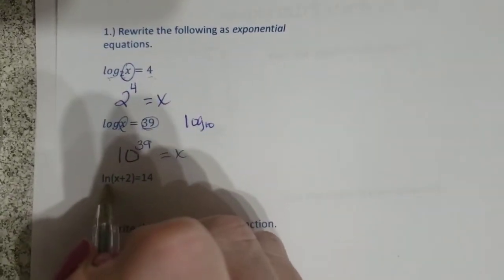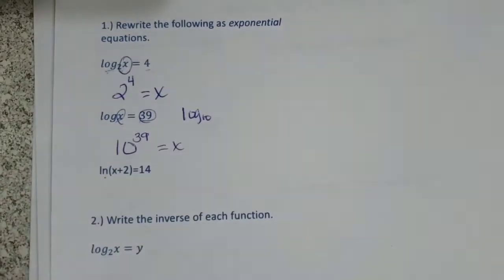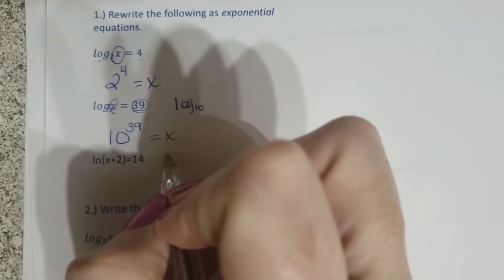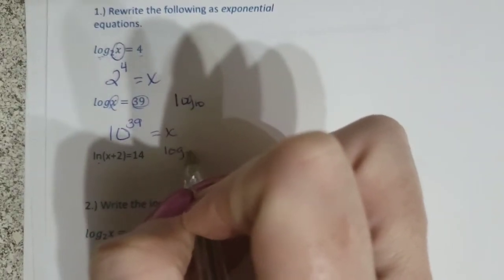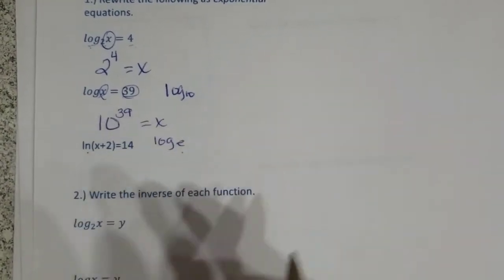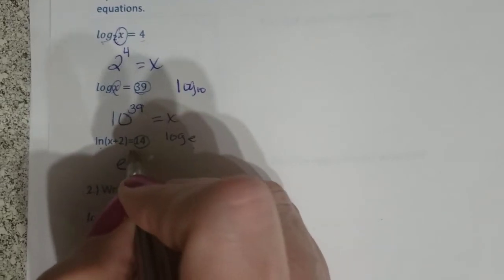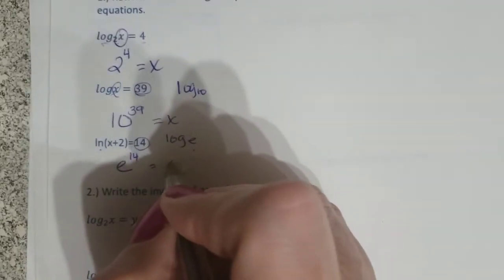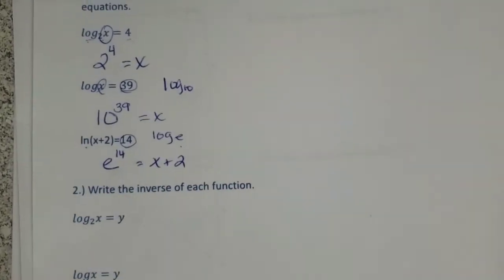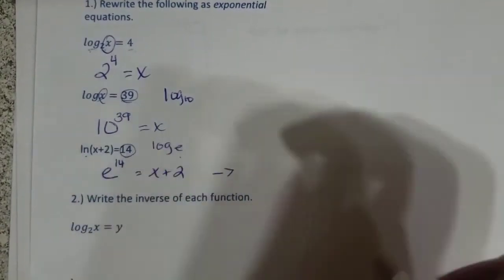Now, the natural log doesn't have a base written down, but the only base for natural log, not even the default, there's no other option, is like saying log base e. So when I change it into an exponential function, my base is going to be e. This is my exponent still. Everything else stays the same. Okay, now I could leave it like that, or I could go one step further and get the x all by itself.